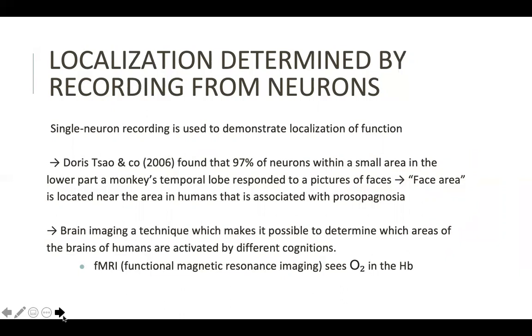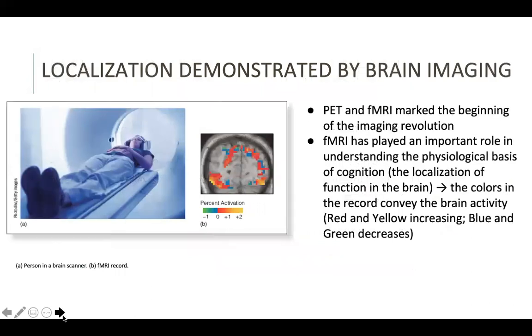The idea that our perception of faces is associated with a specific area of the brain is also supported by research using the technique of brain imaging, which makes it possible to determine which areas of the human brain are activated by different cognitions. As we noted in chapter 1, technological advances that cause a shift in the way science is done can be called a revolution, moreover in cognitive psychology.